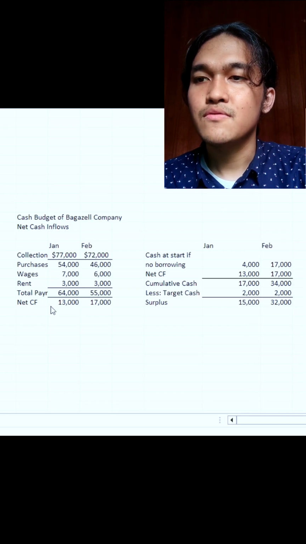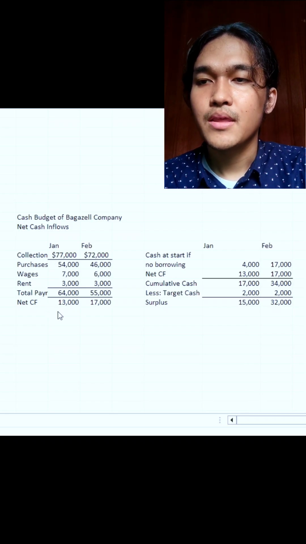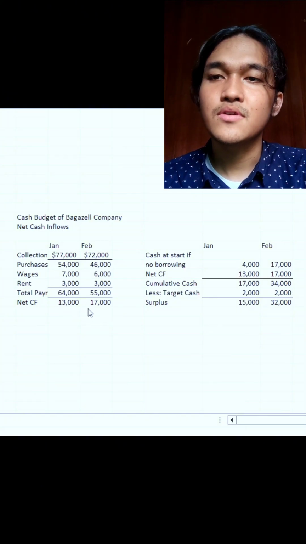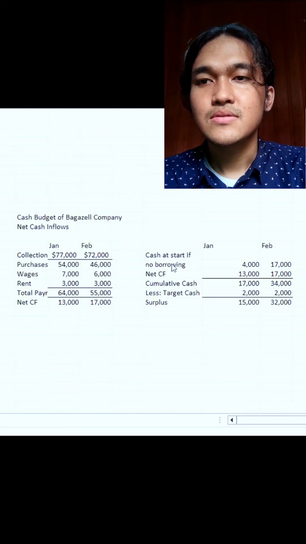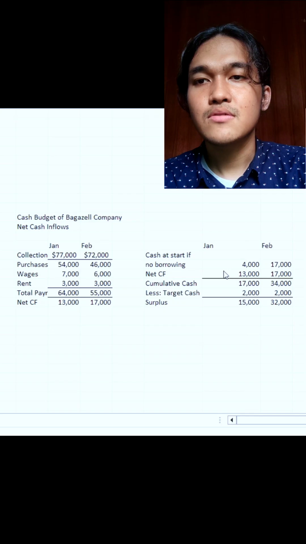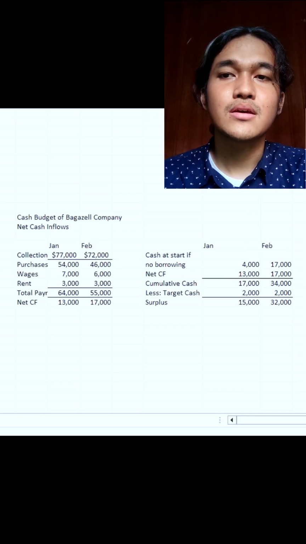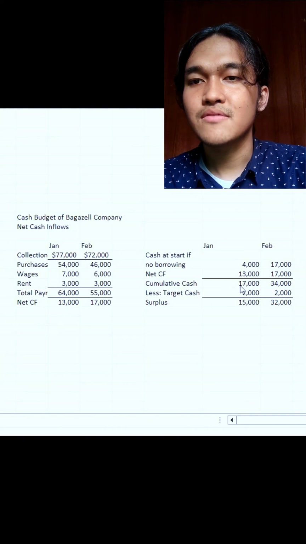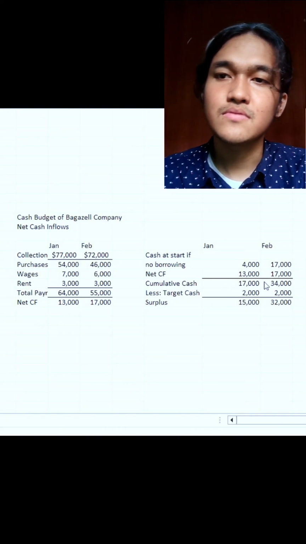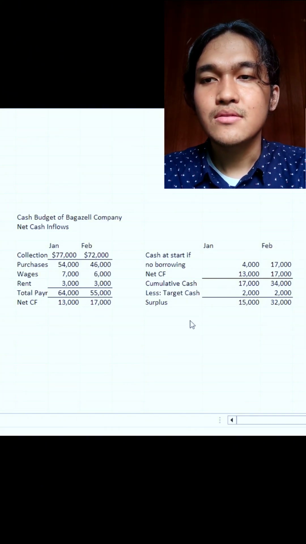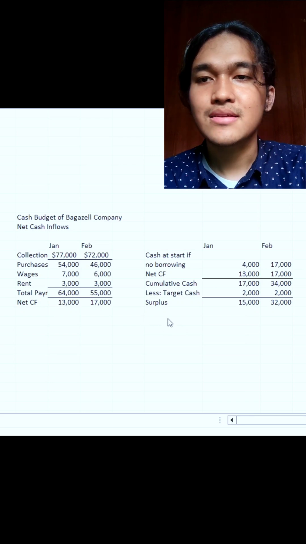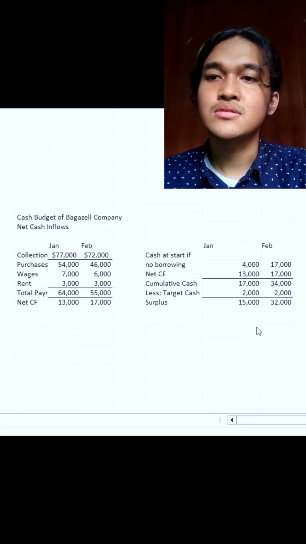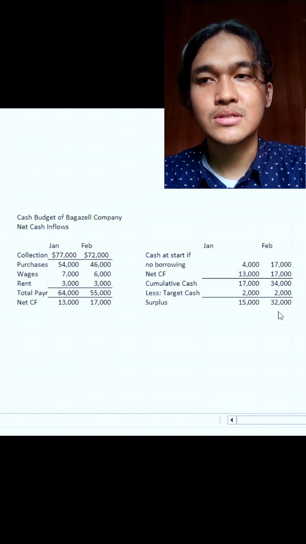And then we get the net cash flow from collection minus total payment. Here we get the net cash flow 13,000 for January and 17,000 for February. Then we have cash at start if no borrowing, 4,000 for January, 17,000 for February. We add them with net cash flow to get the cumulative cash. And then we get 17,000 for January and 34,000 for February. And then to get the surplus, we have to subtract the target cash. And here we get the surplus for January is 15,000 and the surplus for February is 32,000.